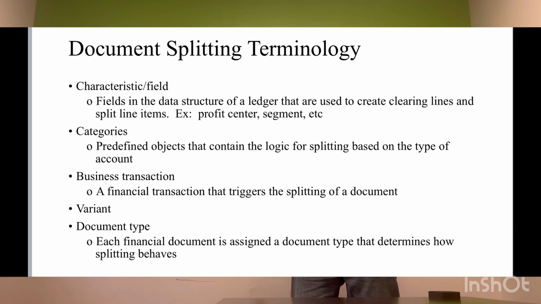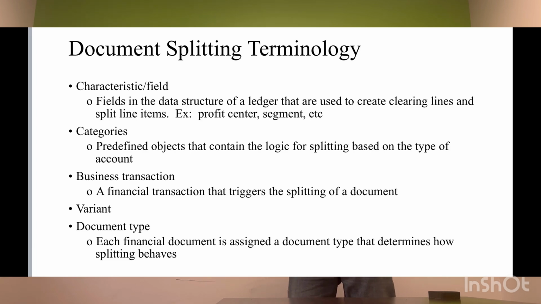Business transaction, a financial transaction that triggers the splitting of a document. Okay, and document type. Each financial document is assigned a document type that determines how splitting behaves.